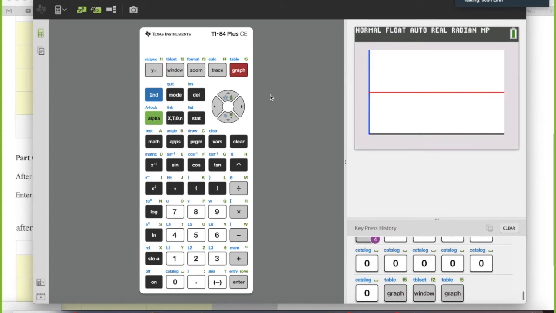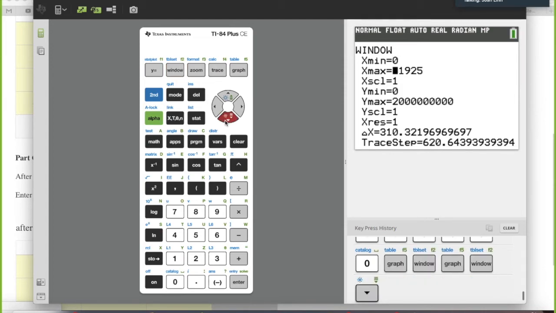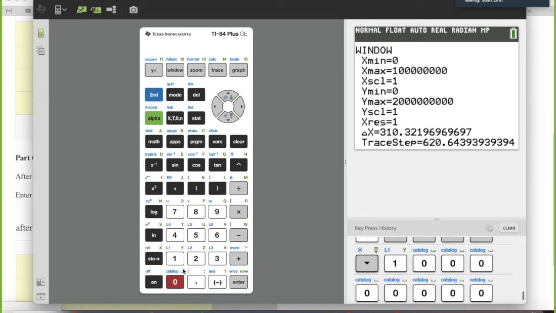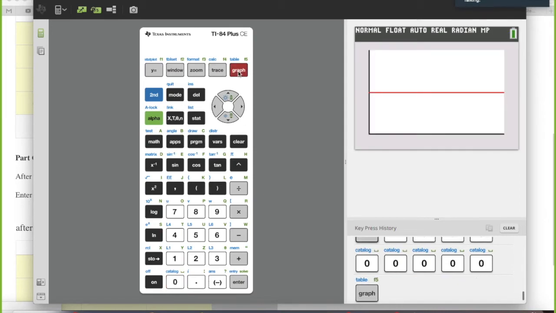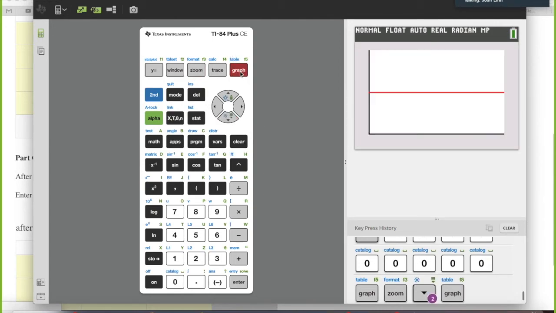Let's see here. And then our x value, x minimum is 0, is probably fine. Our x maximum, it's actually a good question. I don't know, so I'm just going to randomly guess a big-ish number. And let's just start zooming out until we see our blue function.